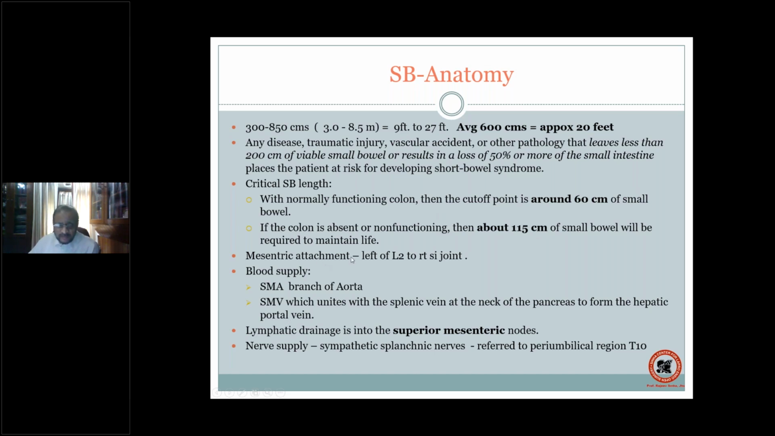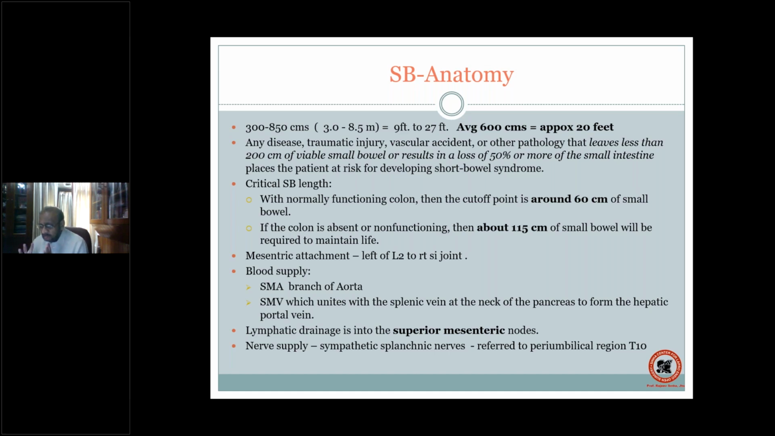Number two, the mesenteric attachment. If you look at the surface marking, it extends from the left of the L2 vertebra to the right sacroiliac joint. The blood supply, we know, comes from the superior mesenteric artery, a direct branch of the aorta. The venous drainage goes back into the superior mesenteric vein, which combines with the splenic vein at the neck of the pancreas to form the hepatic portal vein. The lymphatic drainage goes into the superior mesenteric nodes, and the nerve supply is the sympathetic splanchnic nerves, referred to the periumbilical region, because most of the time any small bowel pain would be referred to the periumbilical region.